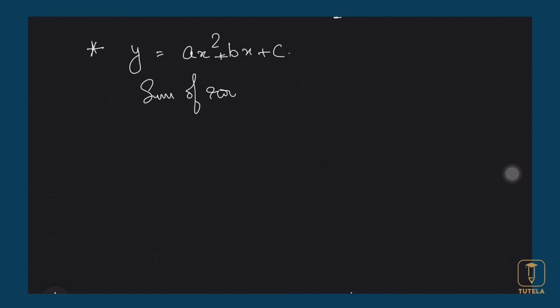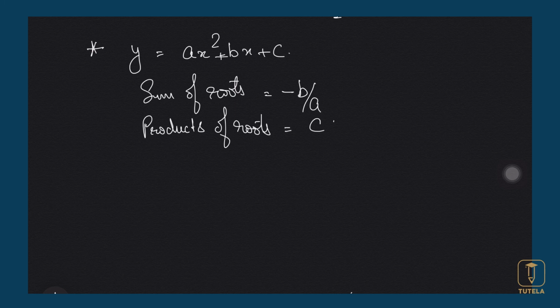Again, getting back to the original equation of the parabola, y equals ax square plus bx plus c. And I am interested in finding the sum of roots, that is, the calculated x-intercept values. That addition will always be given by minus b by a. And the product of roots will be given by c by a.